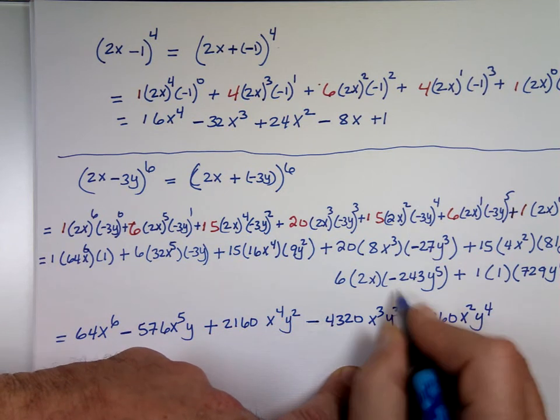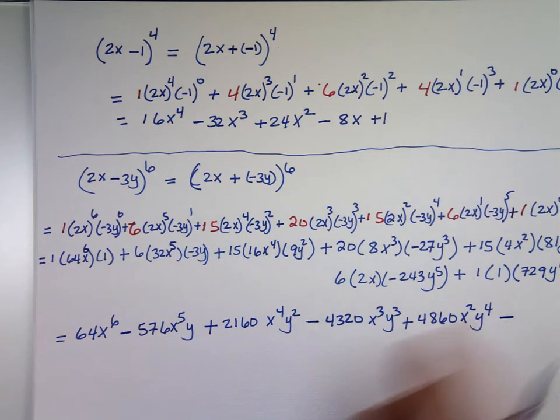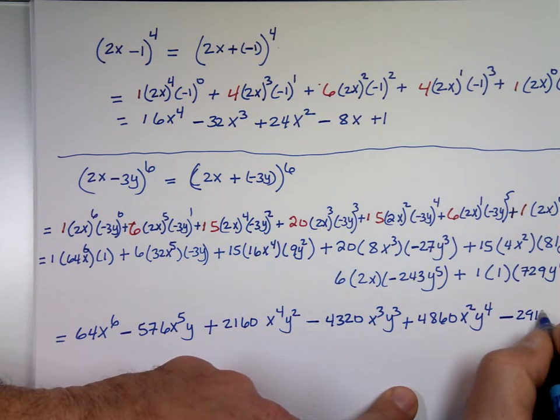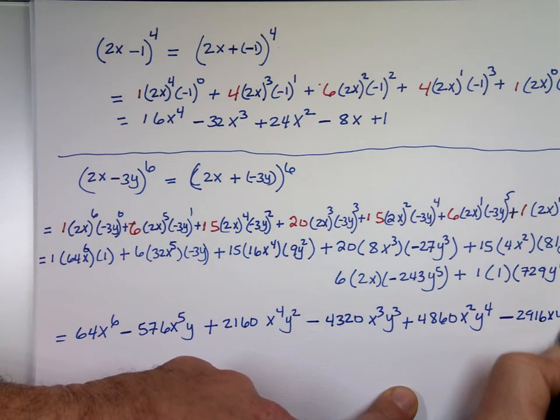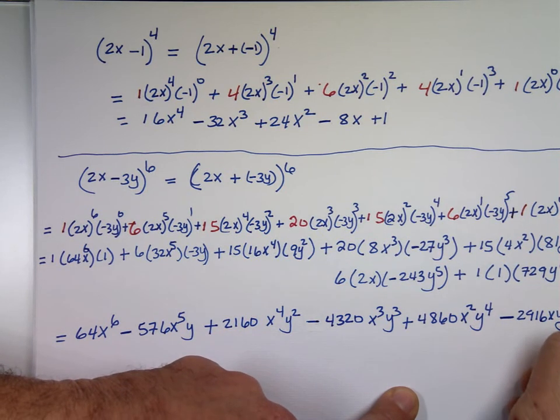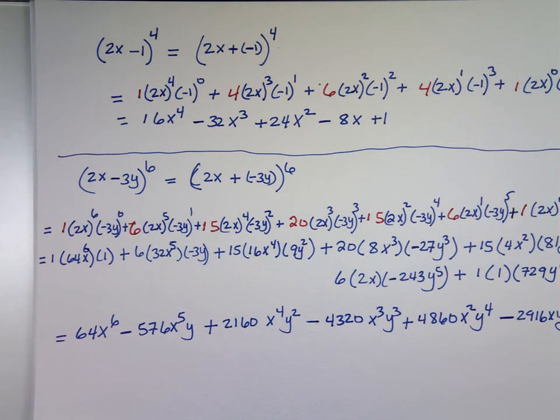Next one will be a minus 12 times 243. 2916xy to the 5th. And the last one is what? 729y to the 6th. So that's what we're going to type in as our answer? That's your answer, yes. Oh my God.